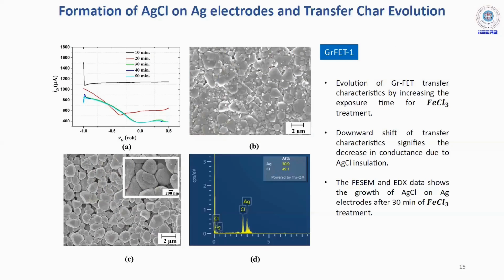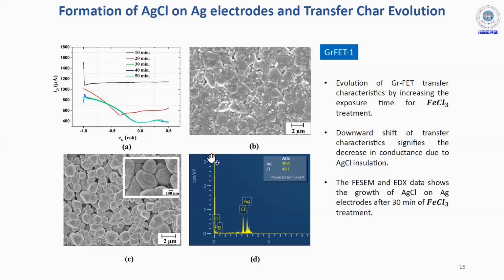These are some of the results. Without chloride treatment or with 10 minutes of chloride treatment, you see that the output characteristics are not that good. The transfer characteristics are not that good. But after say 25 minutes of chloride treatment, we could get stable transfer characteristics, which are kind of U-shaped.